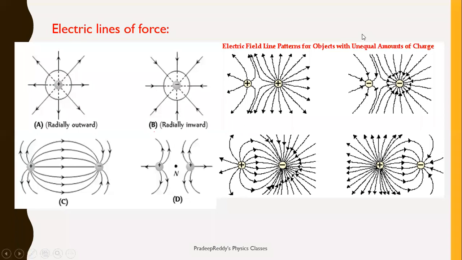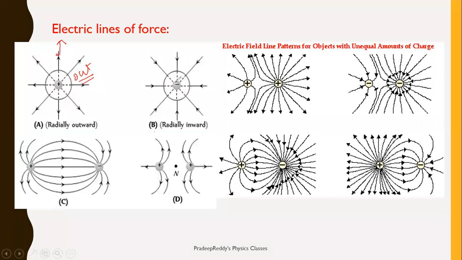Students, in the previous slide, I told you that if you are taking a positive charge, electric lines of force will be outward, because when you place a test charge in that region, it will be pushed away. If you are taking a positive charge over here, placed in this region, it will be pulled outward. So from a positive charge, electric lines of force will be outward.